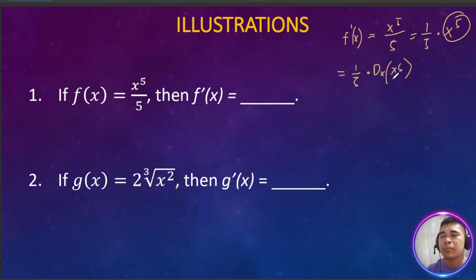Now, applying the derivative of a power, we have 1/5 times 5x to the power of 5 minus 1. So, 1 over 5 times 5x to the power of 4. So, multiplying, we get 5x to the power of 4 over 5. So, the answer is x to the power of 4.